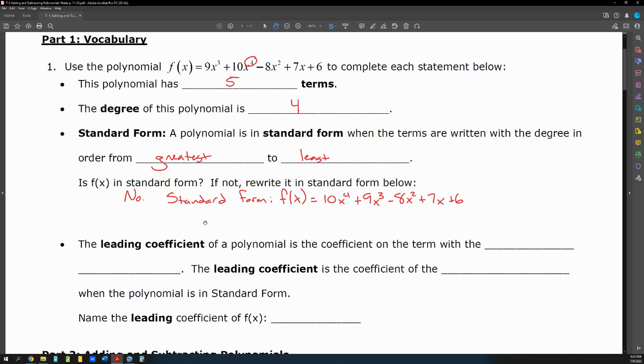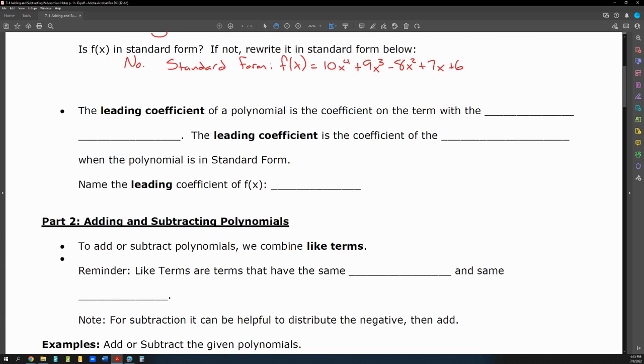The leading coefficient of a polynomial is the coefficient on the term with the greatest exponent. Now this is especially nice when we write our polynomials in standard form, because then the leading coefficient is just the coefficient of the first term. If the first term has the greatest exponent, well, that's easy. It's just the coefficient of the first term. So in f of x, in our example, the leading coefficient is the number in front of the first term, simply 10.